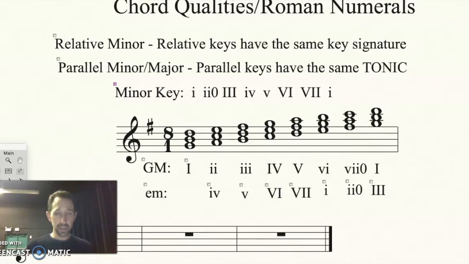So looking at this example, which 1 sharp would be G major or 1 sharp, relative key, remember keys that have the same key signature, relative key would be E minor.